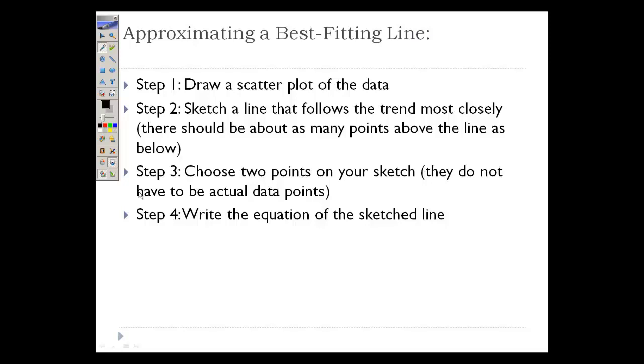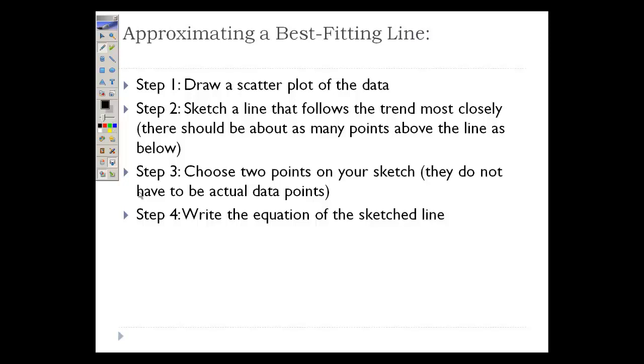Now we're going to approximate a best fitting line. There are a few things we have to do here. We have to find our scatter plot. If it's not given to us, we need to draw it. We're going to sketch a line that goes through most of the points, one that is a pretty accurate approximation. After we've sketched a line, we're going to find the equation of that line by finding 2 points on the sketch and then writing the equation of the line like we did the other day.